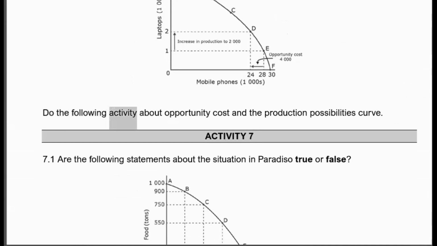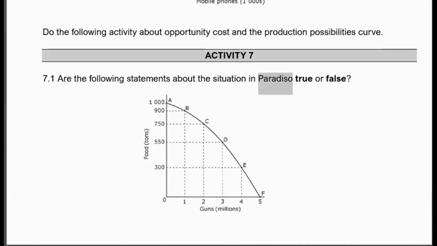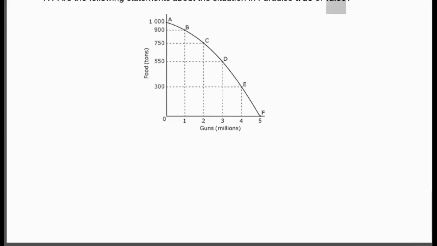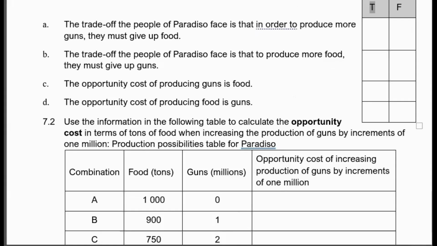Do the following activity about opportunity cost and the production possibilities curve. Activity 7. 7.1 Are the following statements about the situation in Paradiso true or false? The trade-off the people of Paradiso face is that in order to produce more guns, they must give up food. The trade-off the people of Paradiso face is that to produce more food, they must give up guns. The opportunity cost of producing guns is food. The opportunity cost of producing food is guns.